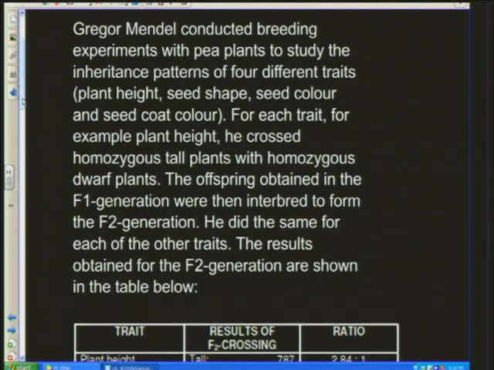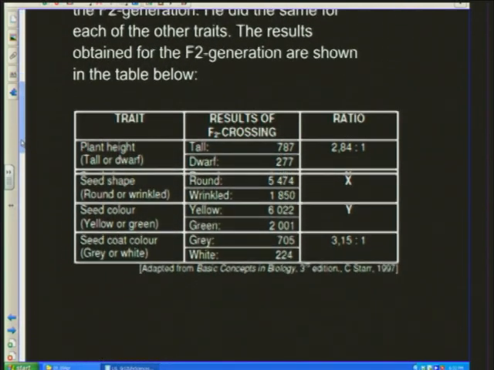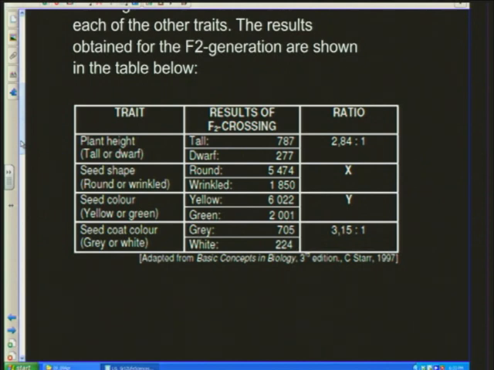Gregor Mendel experimented with pea plants to study the inheritance of traits such as plant height and seed shape. For each trait, he crossed homozygous tall plants with homozygous dwarf plants. The offspring obtained in the F1 generation were then interbred to form the F2, which is what we've been talking about all the time. He did the same for each of the other traits. The results obtained for the F2 generation are shown in the table. So after he had done his work, this is the result that he found.